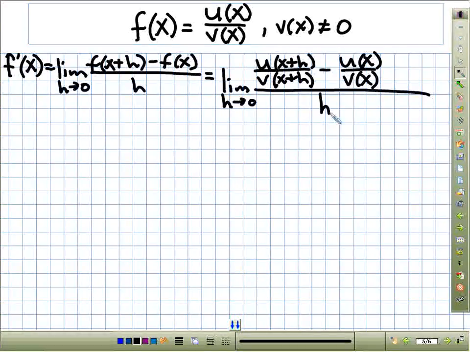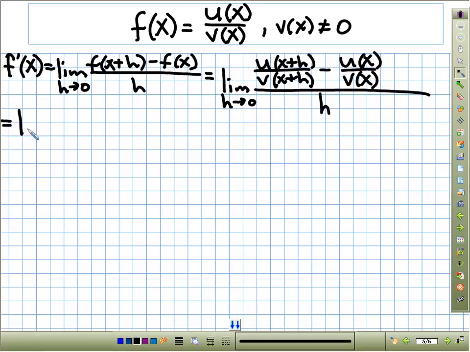Now, the next step. I want to work with this complex fraction so that I get a fraction that's not complex. In other words, I want just one numerator and one denominator. Now, the way we do that is we multiply by the least common denominator. In other words, I'm going to multiply the top and the bottom by v of x times v of x plus h. Now, let's see what happens when we do that.